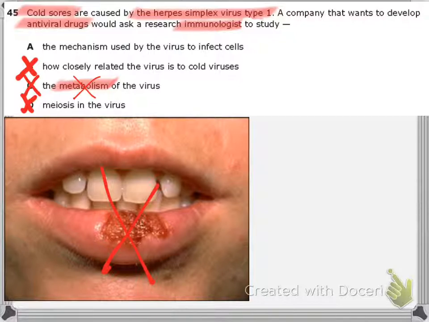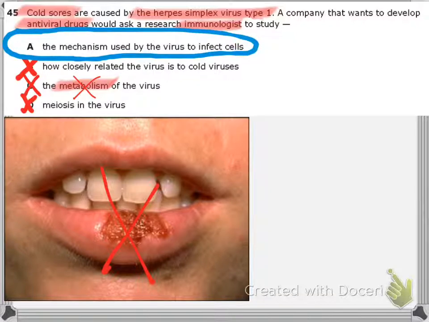They're not going to do anything. The virus is done at that point. So that one makes the most sense. We block the virus from actually getting in, being able to infect the cell. We're good. So A is the correct answer. A company wants to develop antiviral drugs, would ask a research immunologist to study the mechanism used by the virus to infect cells, because we know they infect cells, right?